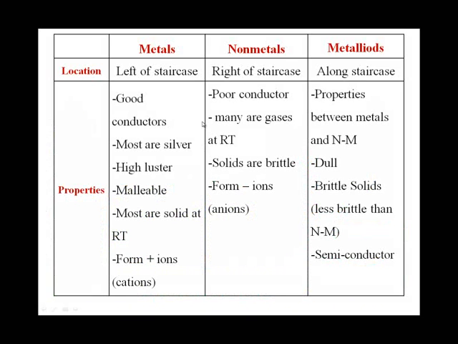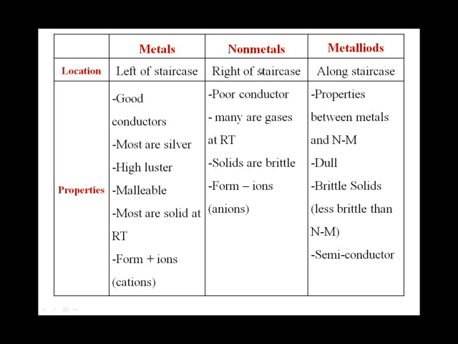All right, so let's talk about the properties. Metals, as we know, are to the left of the staircase. Metals are good conductors. They conduct both heat and electricity well. Most of them are silver. They have high luster, meaning that they're shiny. Malleable, which means we can hammer them into shape, form them. Most of them are solid at room temperature, and they form positive ions, or cations.